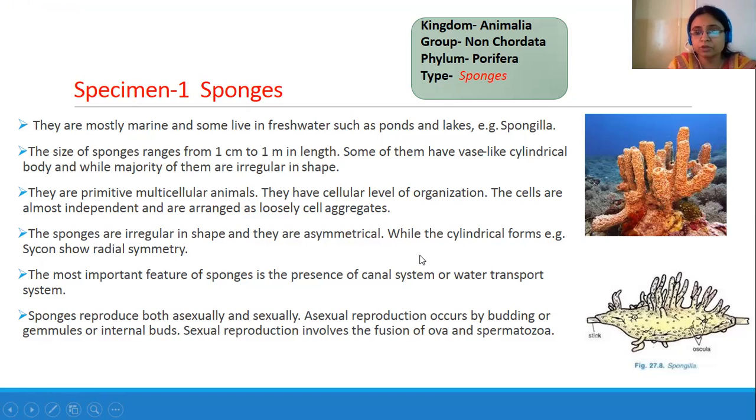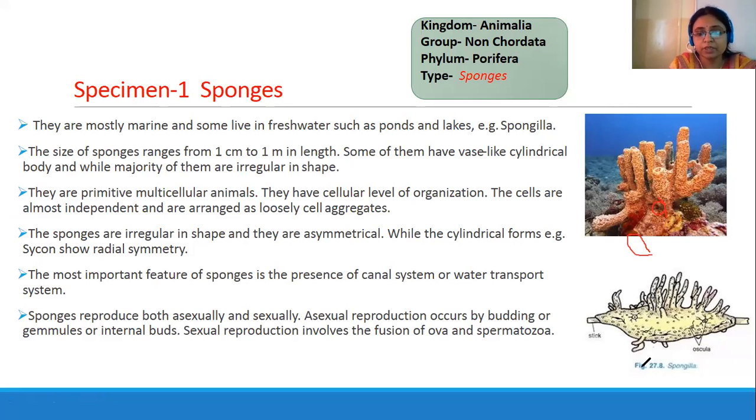Now, these sponges reproduce by means of asexual reproduction as well as by sexual reproduction. Asexual reproduction occurs by means of budding. In the process of budding, what will happen? A small bud arises on the parent. This bud grows, finally detaches from the parent, and this bud will grow into a new animal. Fine. So new sponge will be there.